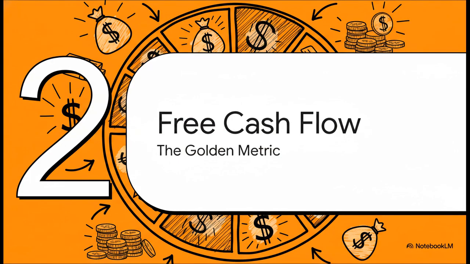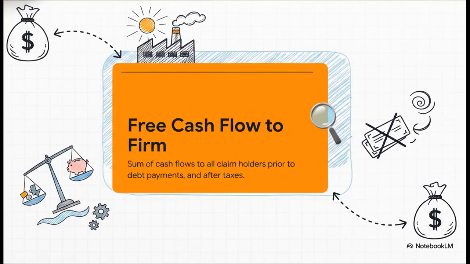Moving right along to Section 2, Free cash flow to firm, the golden metric. To value that whole pie, we need to know exactly what kind of cash it's generating, right? So the absolutely crucial point here is this definition: free cash flow to the firm, or FCFF. It's essentially the sum of cash flows to all claim holders prior to any debt payments, but after taxes and reinvestment needs. I want you to think of FCFF as the answer to a very specific hypothetical question. What would this company's cash flow be if it had absolutely zero debt? We calculate it before interest payments because we're looking at the cash generated by the business operations themselves, regardless of how the business is actually financed.